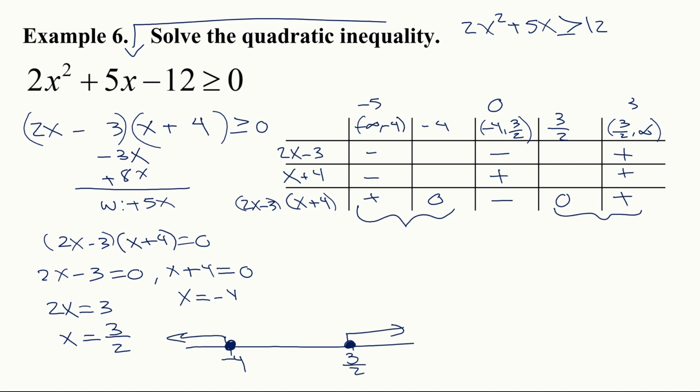All right, so we're ready to write it. Our solution set is S equals -infinity to -4 bracket. That takes care of this region, -infinity to -4, including -4. And then union this region: bracket 3/2 comma infinity, because remember, we want to include the 3/2.